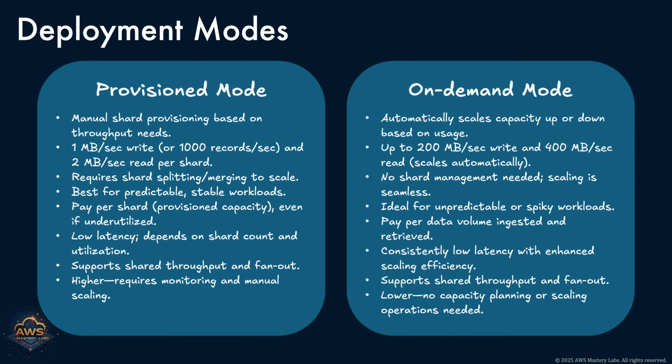Both modes support all core Kinesis features, including enhanced fan-out, shared throughput consumers, and millisecond-level latency. The real difference is in how you manage and pay for capacity. Choose provisioned mode when you want cost predictability and don't mind managing shards. Choose on-demand mode when you prefer hands-off scaling and flexibility to handle data surges effortlessly. Ultimately, it's about picking the right mode for your workload's behavior and your team's operational preferences.